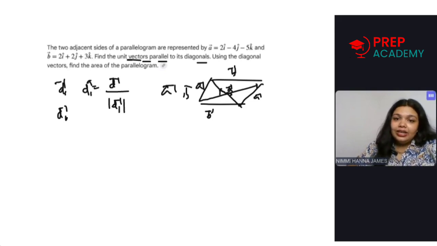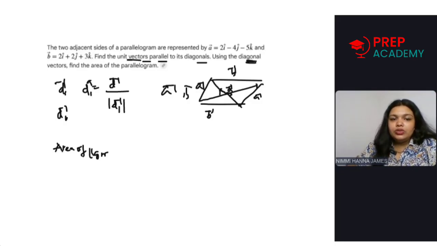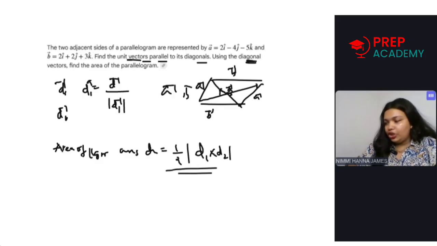Then also, using diagonals, find the area of the parallelogram. The area of a parallelogram using diagonals is 1 by 2 into modulus of d1 cross d2. This is the formula you need to use. Try it out as homework and comment the answer.